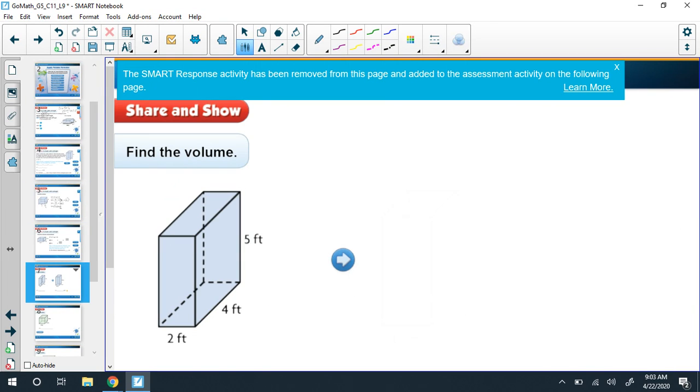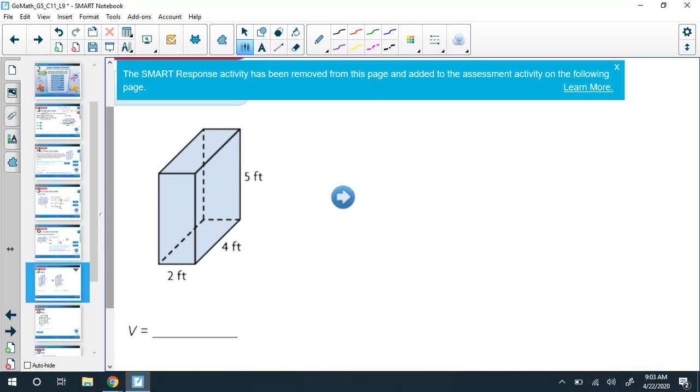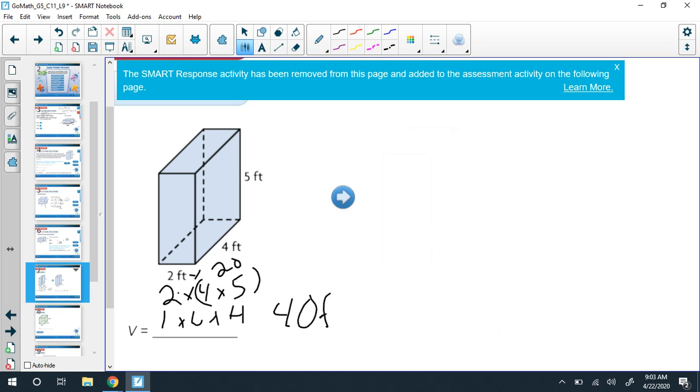How about you try this one really quick, pause the video, and then come back and we will see how you did. So here I have my volume is length times width times height. I have 2 times 4 times 5. 4 times 5 again is 20, and 2 times 20 gives me a volume of 40 cubic feet. Let's give another one a try here.